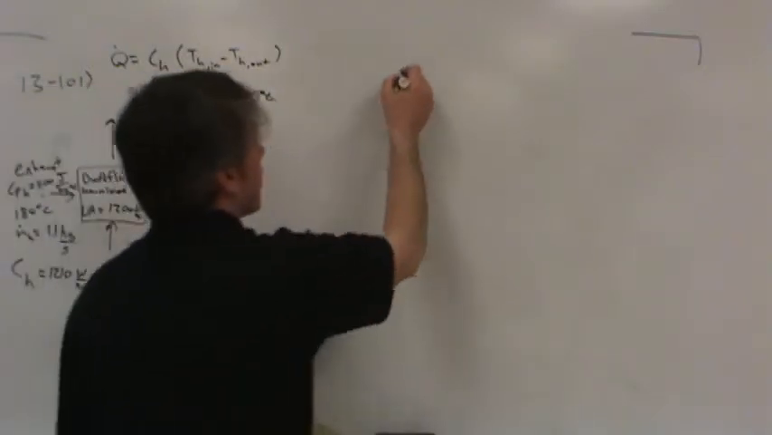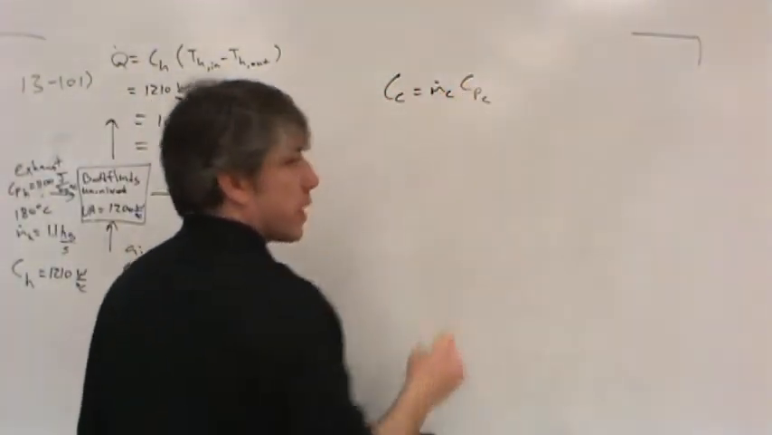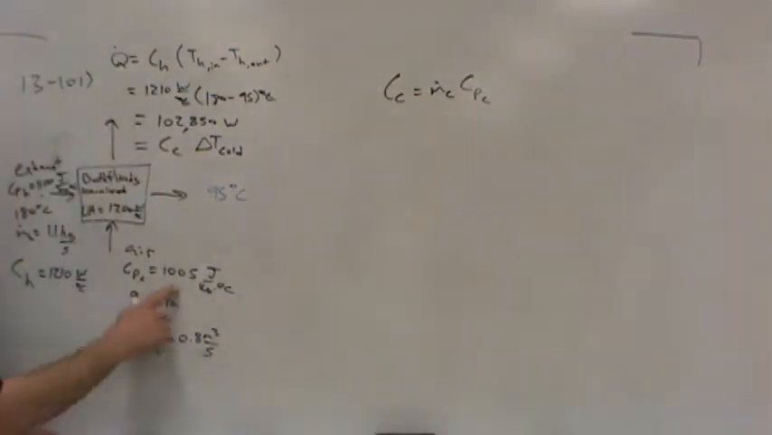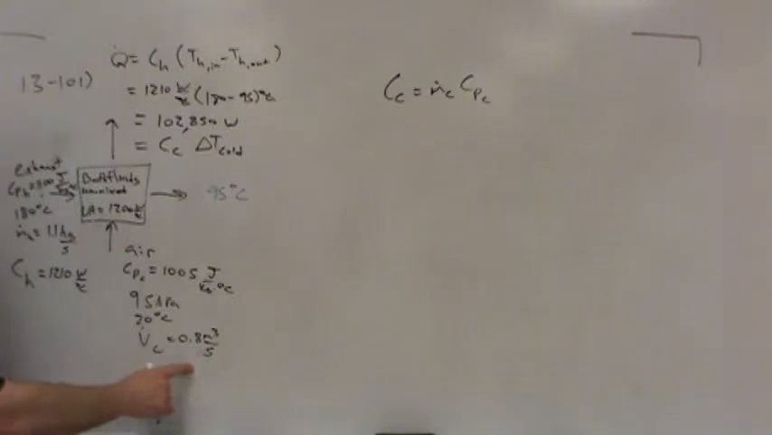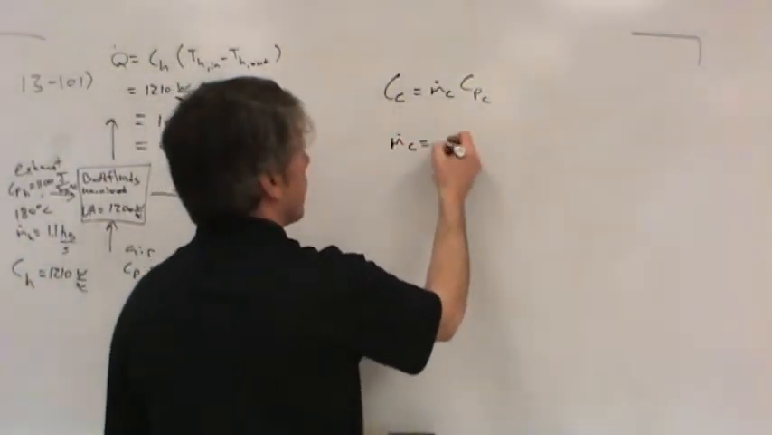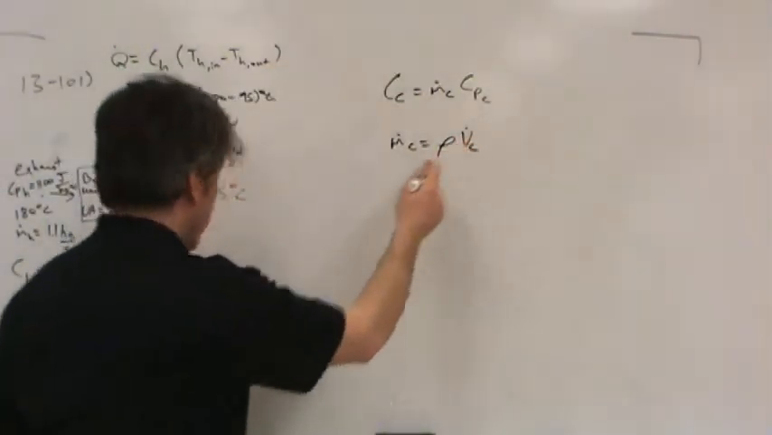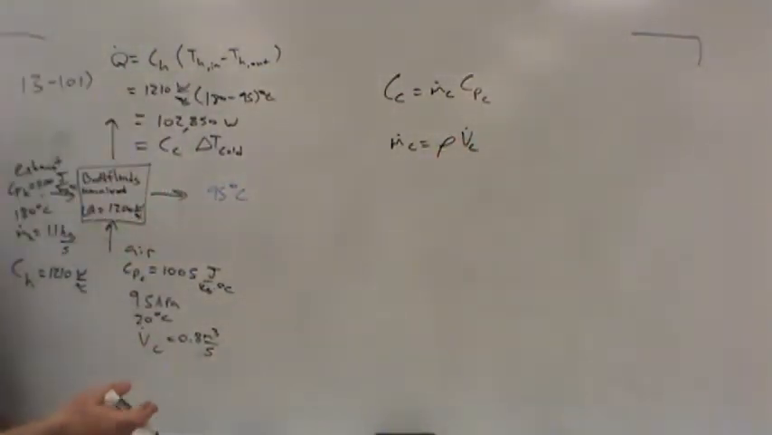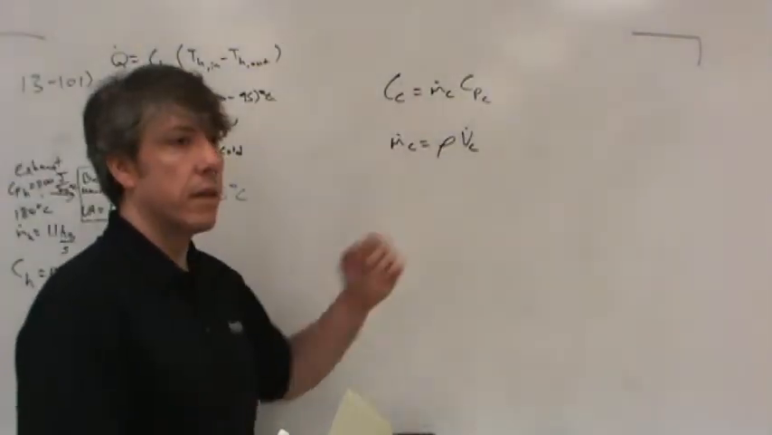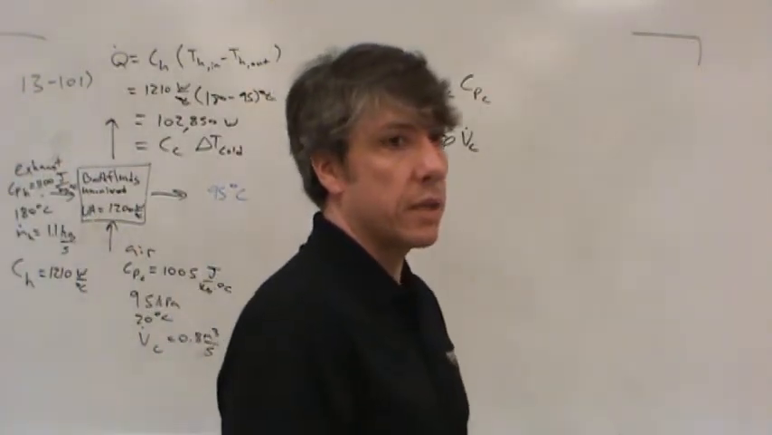Notice to get the capacity rate on the cold side, we'd need the mass flow rate on the cold side times the heat capacity on the cold side. The heat capacity on the cold side is no big deal. That was given, but we were not given the mass flow rate. How can we get the mass flow rate? Well, the mass flow rate on the cold side would be the density of the air times the volumetric flow rate. Fortunately, we were given the volumetric flow rate on the cold side, but how do we get the density of the air? Do we go to the back of the book and just look it up? No, that's actually... What's that?